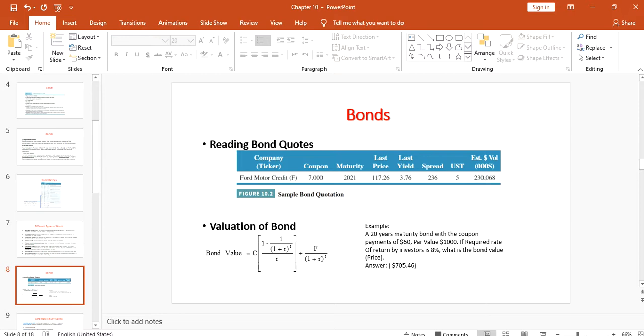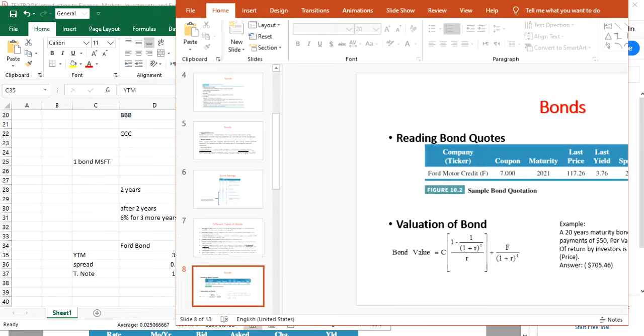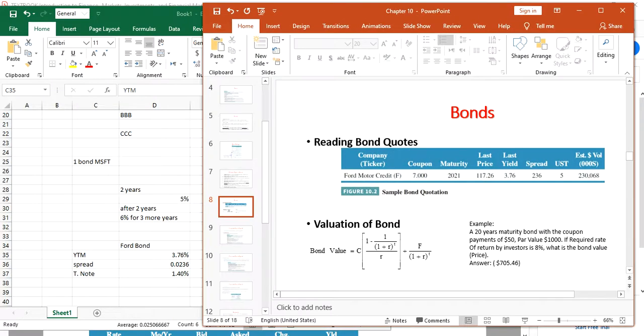Now, bond valuations. As we said, we have a fixed coupon rate over here, but what about the market interest rate, the rate of return by investors? What about that one? Those affect the bond price. So how do we calculate the bond price? We are using this formula.